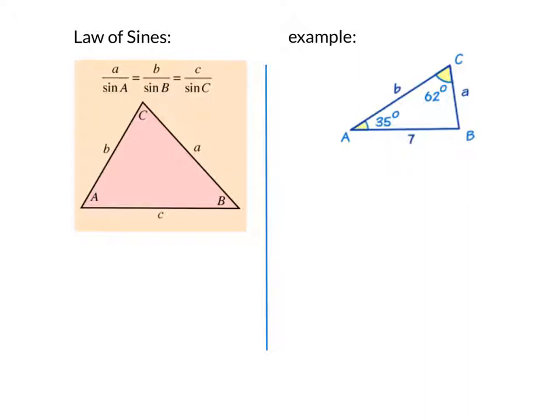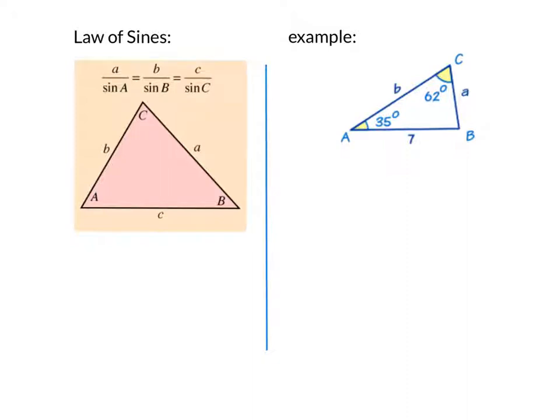The three sides are usually labeled with lowercase letters. And here is side A, here is side B, and here is side C. The angles are labeled with uppercase letters, and each angle is opposite its corresponding side. So here is angle A because it's opposite side A. Here is angle B because it's opposite side B. And here is angle C because it's opposite side C.